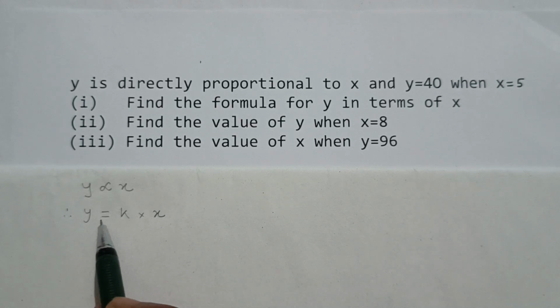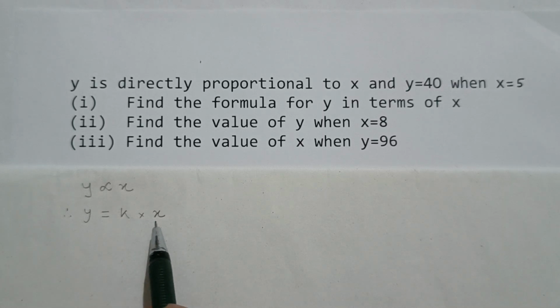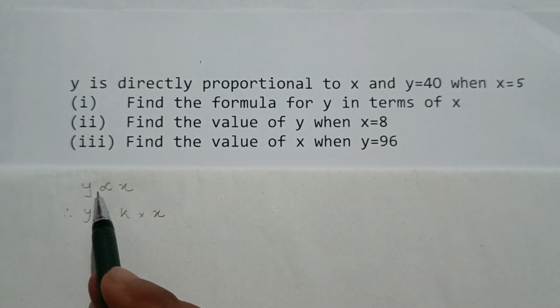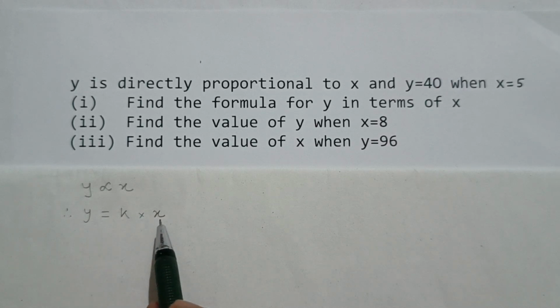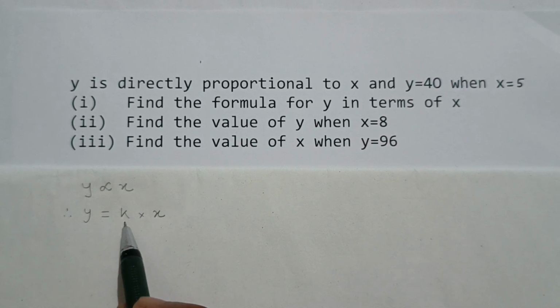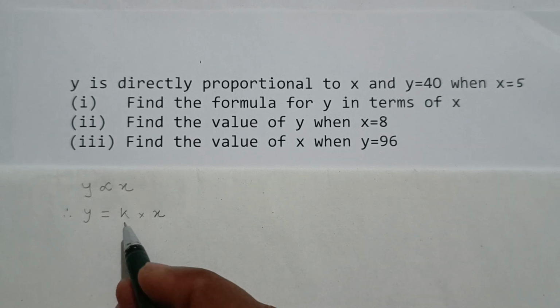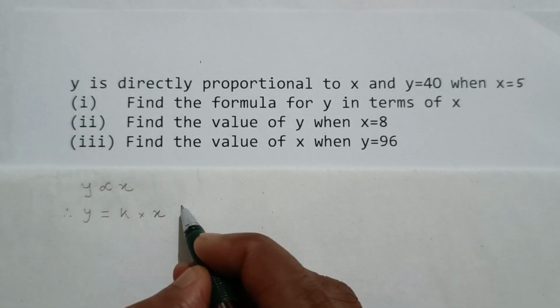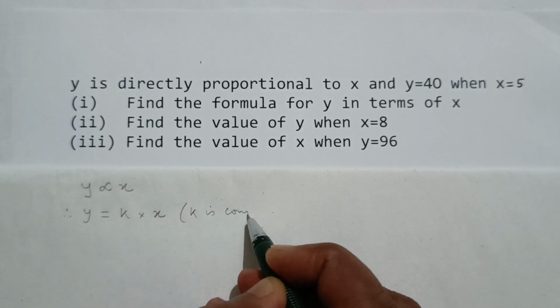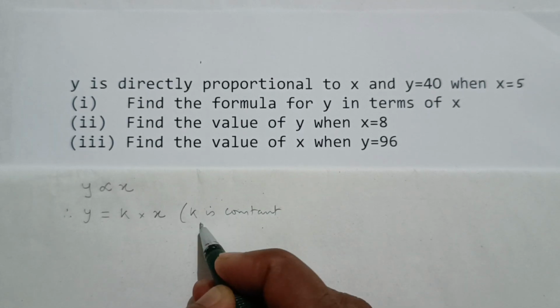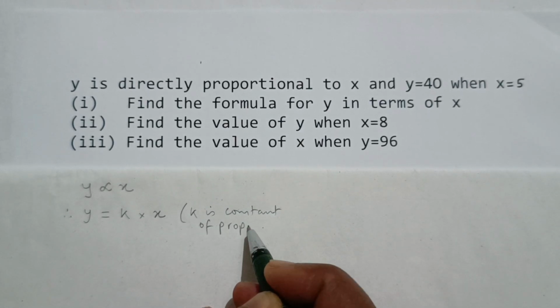So now we have got an equation. The equation is y is equal to k multiplied by x. So y is directly proportional to x can be written in equation form as y is equal to k multiplied by x. Now here k is the constant of proportionality.